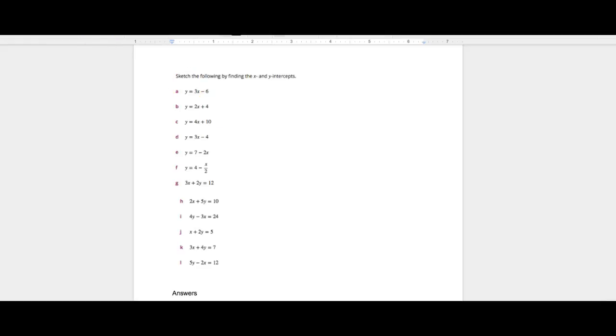So let's look at the first one here. Now this question does state we have to find the x and the y intercepts. To sketch a graph you don't have to use the x and y intercepts, although it is the easiest way, and if you're still remembering how to do it, it's probably the easiest way, yet there are other ways to do it which I will teach you as well.